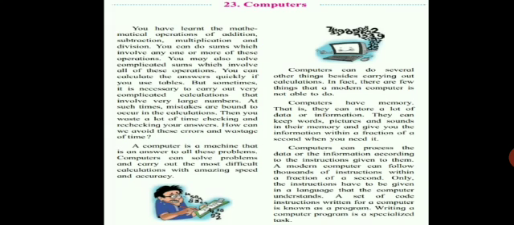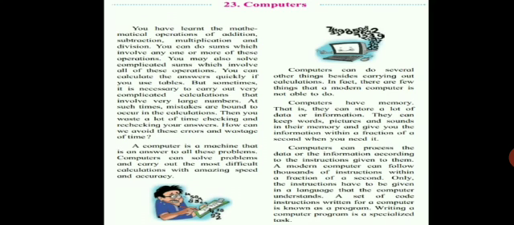You have learned the mathematical operations of addition, subtraction, multiplication, and division. You can do sums which involve any one or more of these operations. You may also solve complicated sums which involve all of these operations. You can calculate the answers quickly if you use tables, but sometimes it is necessary to carry out very complicated calculations that involve very large numbers.